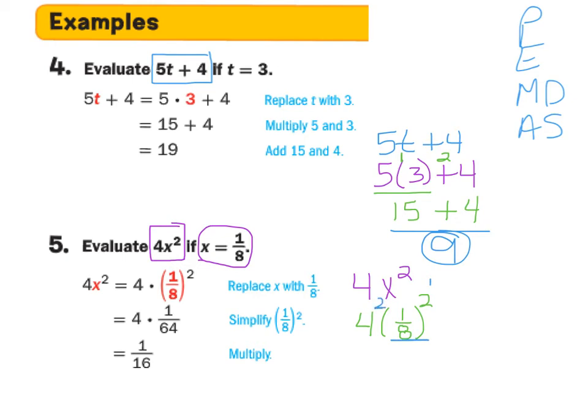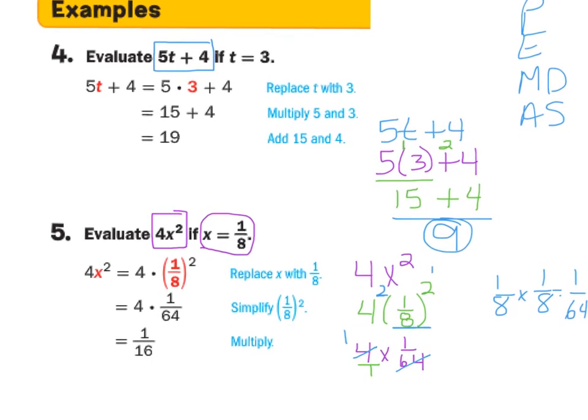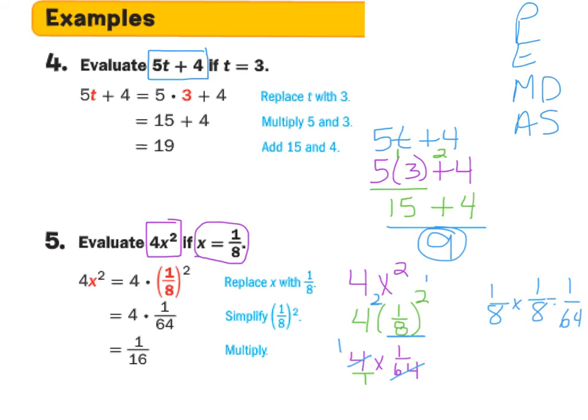So we're going to do 1/8 times 1/8, and that equals 1/64. So our next line will be 4 times 1/64. So we set it up over in fractions, and we can simplify. We can divide by 4. Goes in there once. 4 goes into 64 16 times. So 1 times 1 is 1, and 1 times 16 is 16. So we get 1/16.